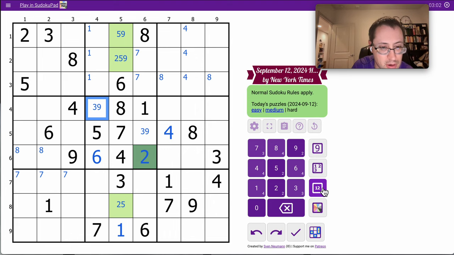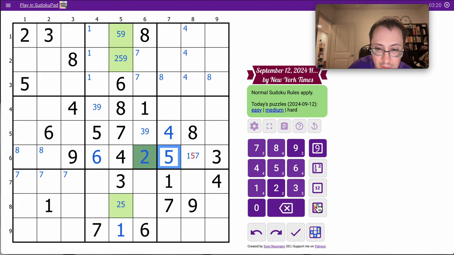Oh, these offset pairs, lovely. But row 6 has 2, 3, 4, 6, 9. I need 1, 5, 7, 8. This sees 1, 7, and 8. It must be 5.